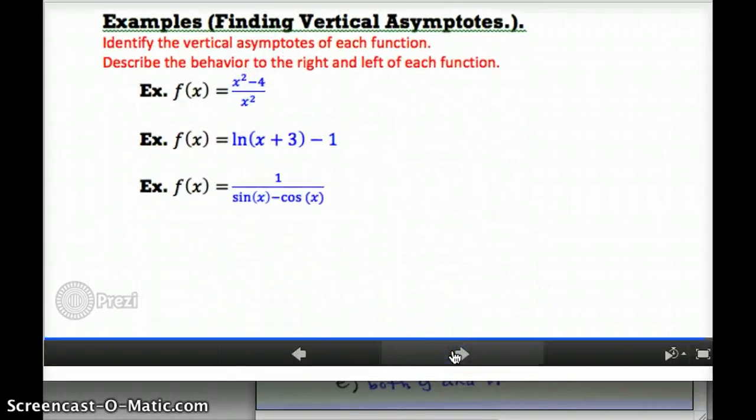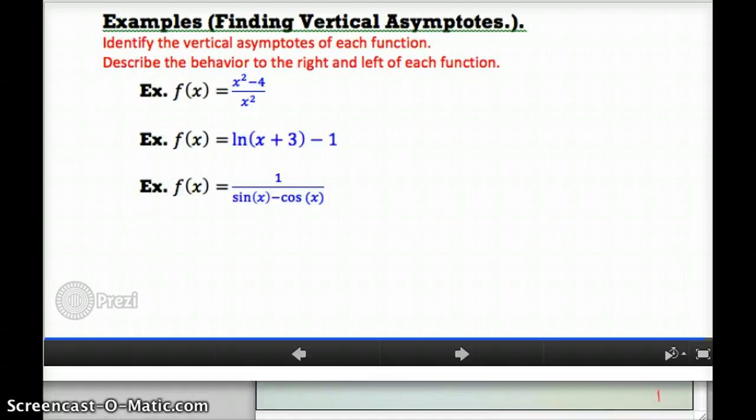There are a couple different ways I could test this information, but oftentimes I'm just going to give you a function, and I'm going to ask you to identify the vertical asymptotes and then describe the behavior to the right and the left. When you see this second sentence, which is going to be all over your problem set, it's a cue to you that what I want you to do is write two limits, a right-hand limit and a left-hand limit. Okay, so here's what you do.